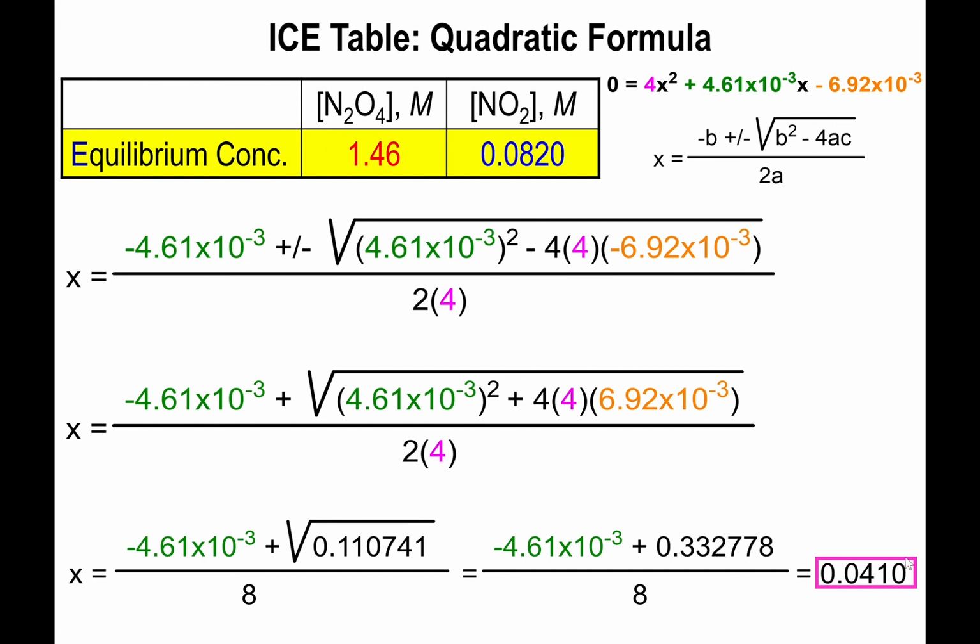So all you need to do is input this value back into the expression, right? So you have 1.5 minus 0.041, and you have 2 times 0.041 to find out the actual equilibrium concentrations of N2O4 and NO2.